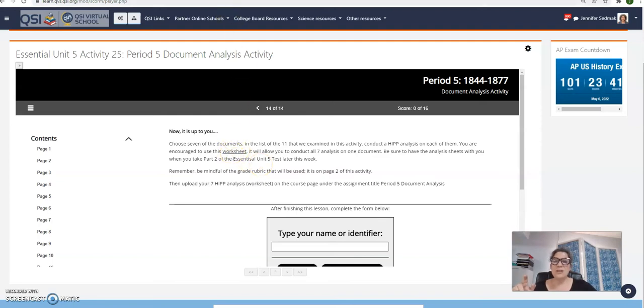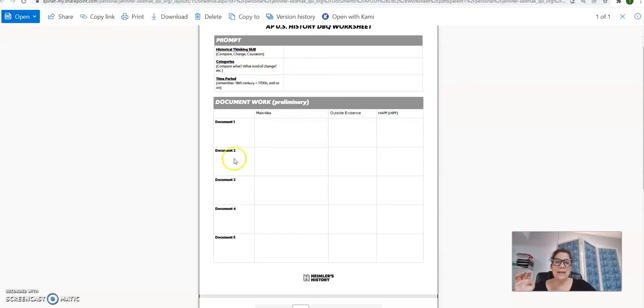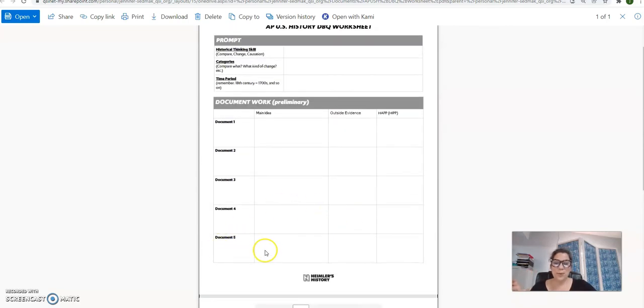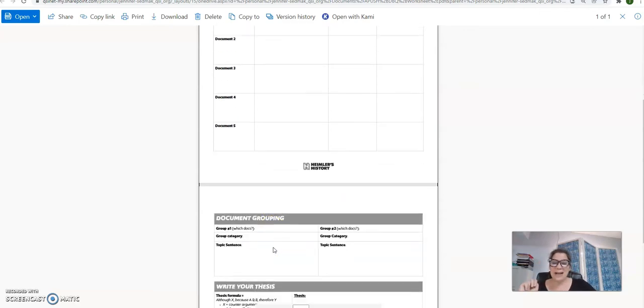Now, my suggestion is for you to use this worksheet. This is Steve Heimler's creation, and it's a fast and easy way to do the HIP analysis for all of the documents on one page. Now, do note that there's only room for 5 documents, so you're going to have to create another little subcategory for document 6 and 7, and I'm sorry about that ahead of time.